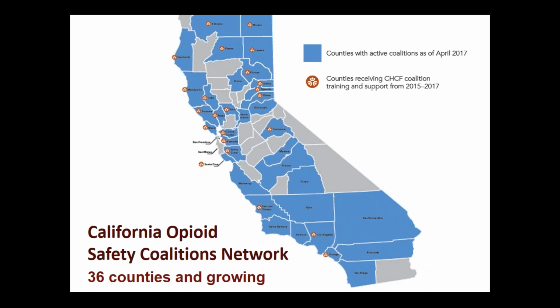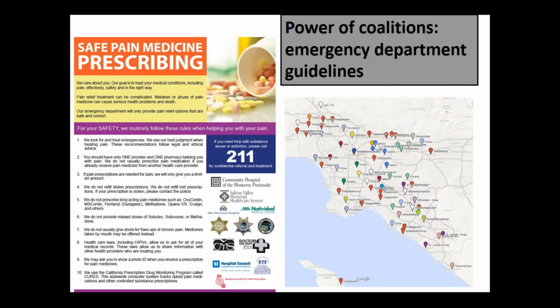So these little red dots are the counties that we worked with intensively and the technical assistance that was more personalized, and the blue counties are those who have active coalitions that have, in one way or another, attended a webinar, attended a convening, or have reached out to us to talk about their work. Just briefly, although it's too early to measure the success of coalitions in terms of death rates, which is our ultimate goal, we've seen so much progress.